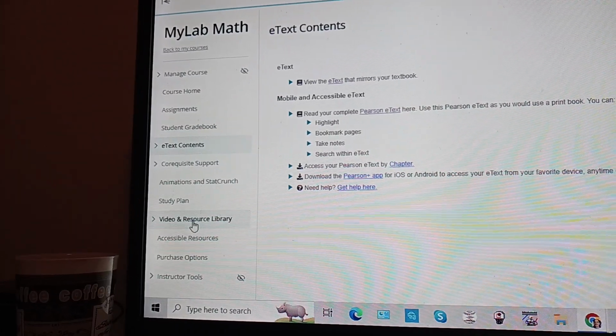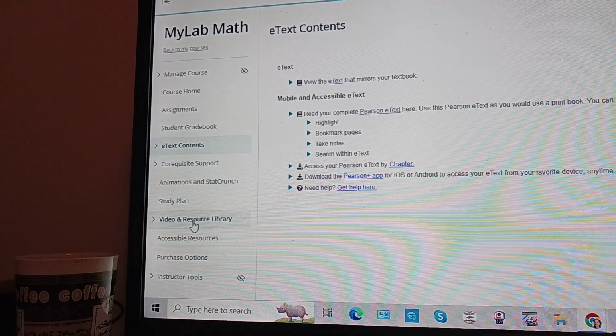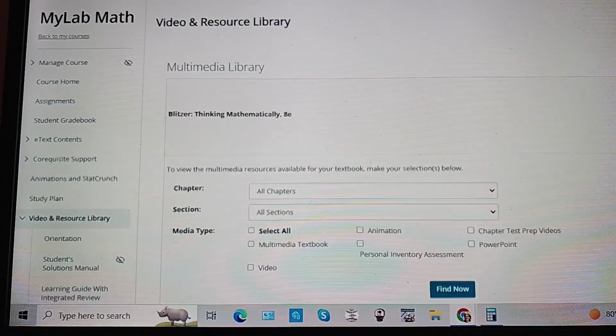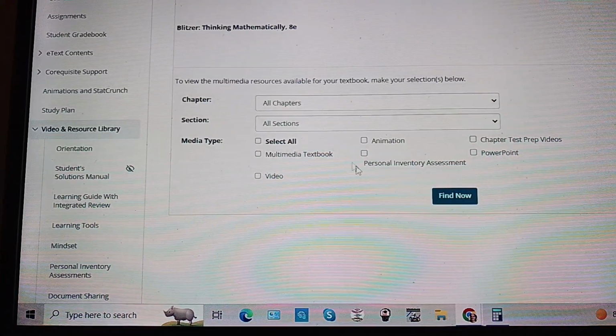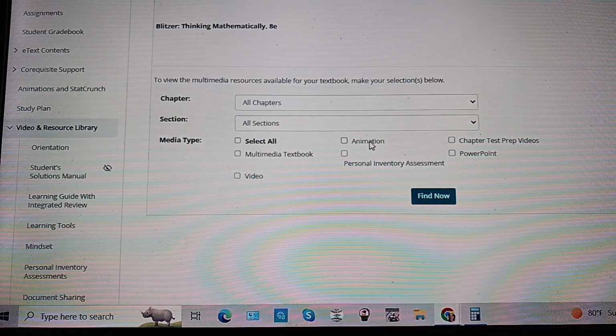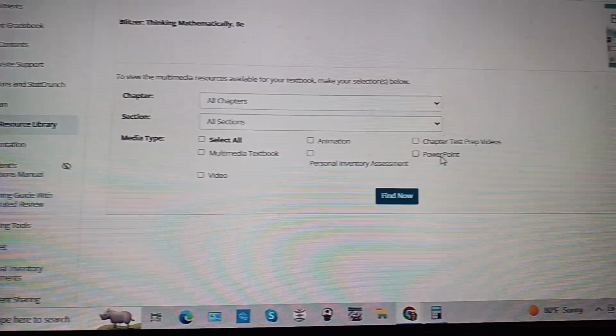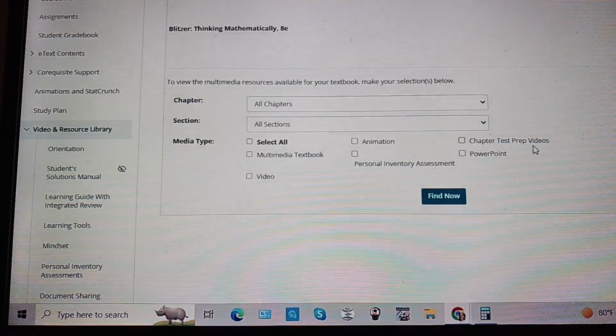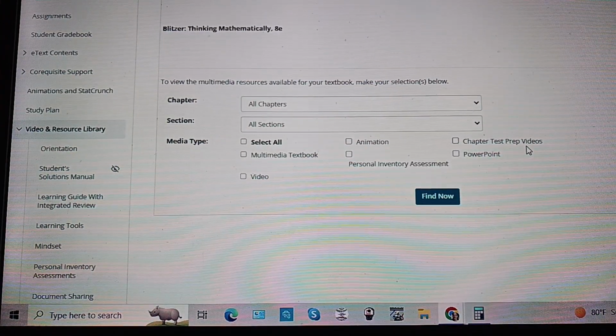There's also this. See, this is why we make these required for students. There's a video and a resource library. There's so much stuff here, the average person would never have enough time to do this. But for any chapter in any section, you can watch videos, as I mentioned. There's animations. They have PowerPoint slides. There's even test prep videos. There's just a ton of resources here that nobody's ever going to have time for.